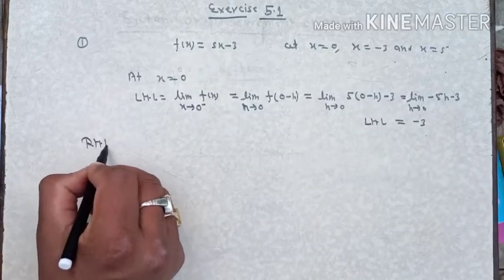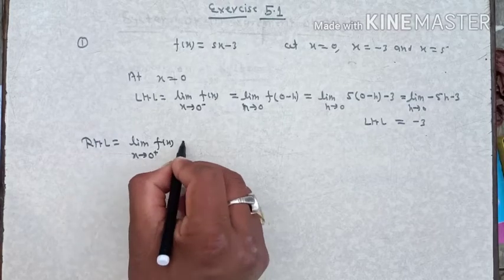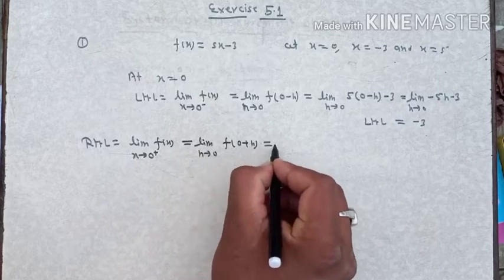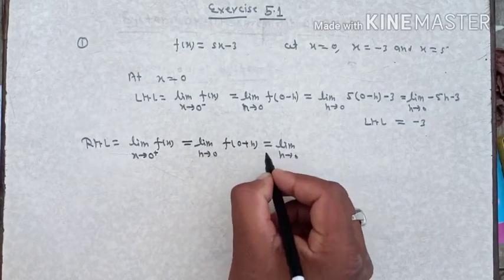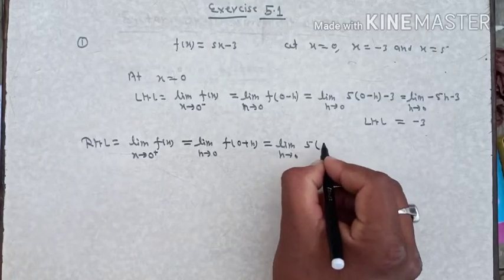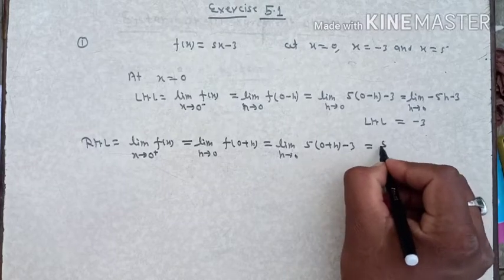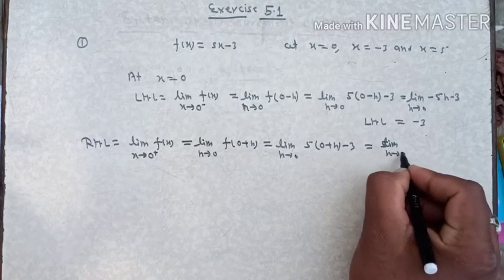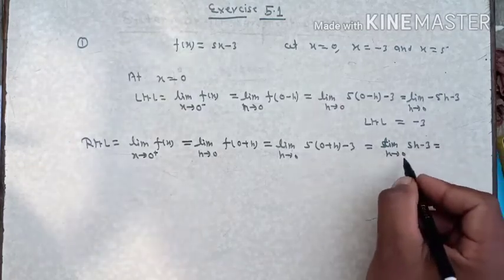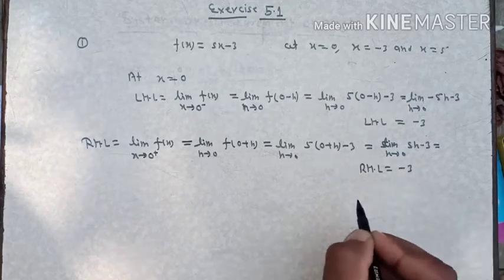Now find the right hand limit. The limit of f(x) as x tends to 0 positive equals the limit as h tends to 0 of f(0 + h), which equals the limit as h tends to 0 of 5(0 + h) - 3. So we get the limit as h tends to 0 of 5h - 3. Put the value of h, so we get the right hand limit equal to -3.